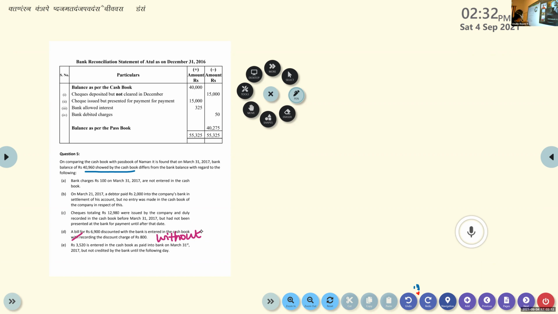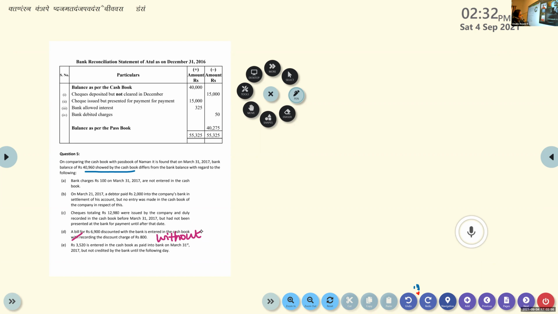Anyway, here we have to see only about the discount charge of rupees 800. That is the main point to be highlighted. There is a charge for doing this activity. The bank will charge a particular amount from us. A fee is charged. Something is collected from the customer. So here, without recording the discount charge of 800, this charge is not recorded in the cash book, as your textbook says.